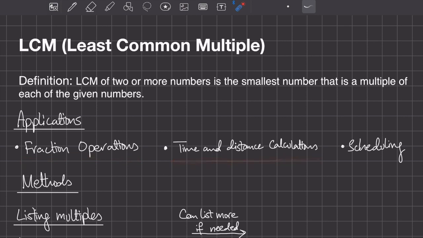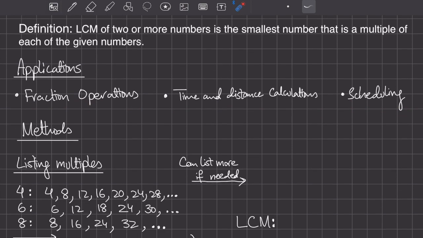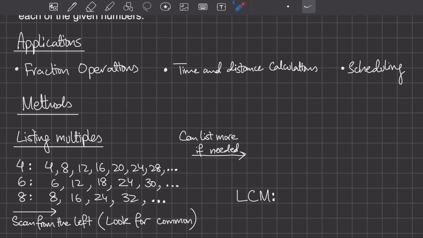distance calculations, and scheduling. One of the methods to find the LCM of two or more numbers is to list the multiples of each number. For example, let's take the numbers 4, 6, and 8. We can list down the multiples of these numbers. So we have 4, 8, 12, 16, 20, 24, and 28. Then we have 6, 12, 18, 24, and 30. Finally, we write the multiples of 8, which are 8, 16, 24, and 32.